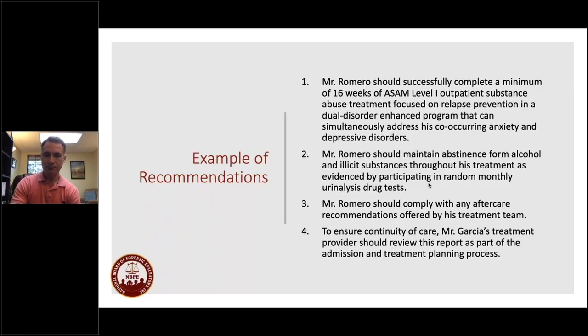So here's an example of what you might see in recommendations. It's numbered. I have that Mr. Ramirez should complete a minimum of 16 weeks of ASAM level 1 outpatient substance abuse treatment focused on relapse prevention in a dual disorder enhanced program that can simultaneously address his co-occurring anxiety and depressive disorders. He should maintain abstinence from alcohol and illicit substances throughout his treatment, as evidenced by participating in random monthly urinalysis drug tests. You could add the EtG, EtS here to specify that alcohol is a problem and we need to have a better test. Number 3, he should comply with any aftercare recommendations offered by his treatment team. And finally, his treatment team should review this report.